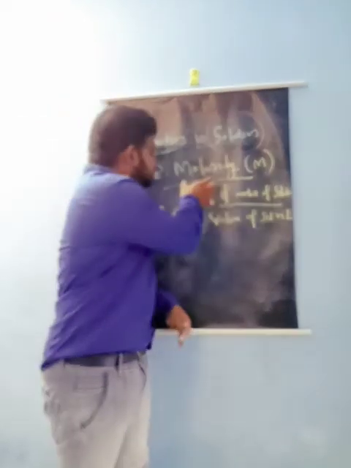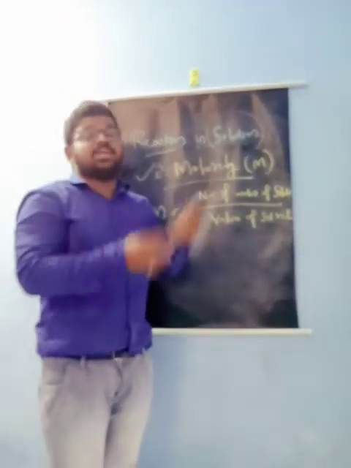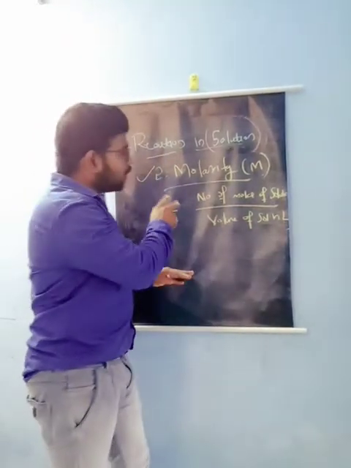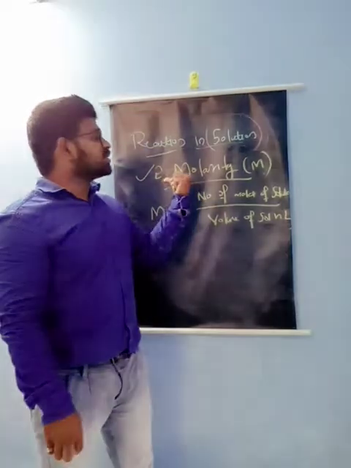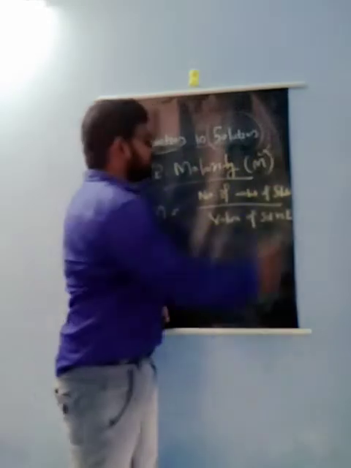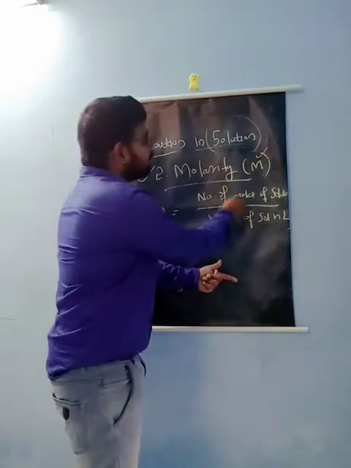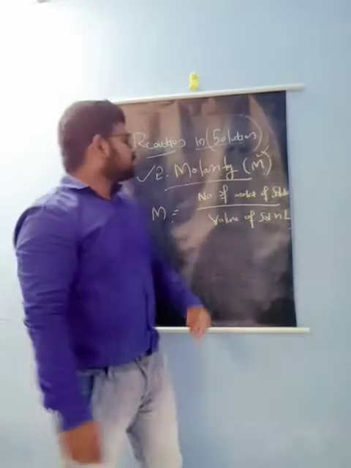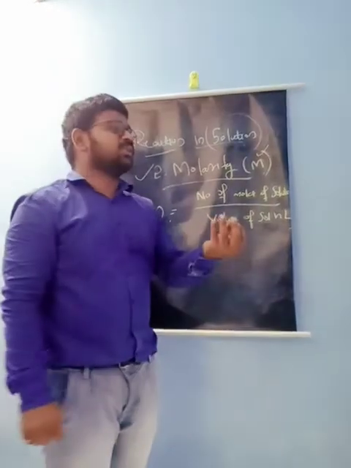What is molarity? In general, we can define molarity as the way to express the amount of substance present in a given volume, or the concentration of a particular solution. That is the second terminology to express the concentration of a solution. It is denoted by capital letter M. So what is M? It is the ratio of the number of moles of solute to the volume of solution in liters. By using this we can determine the concentration of a particular solution.